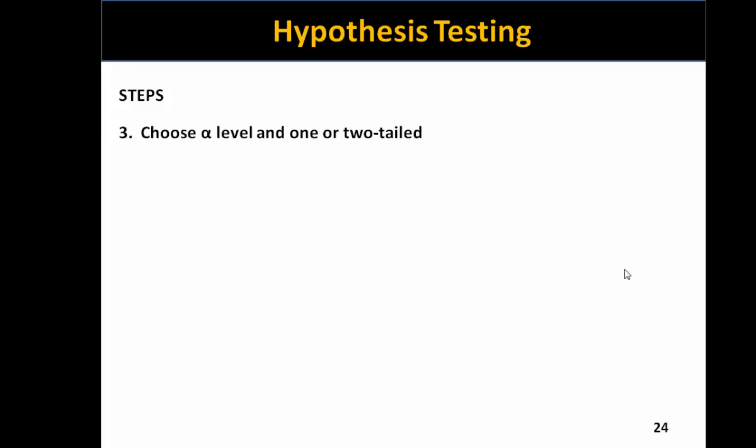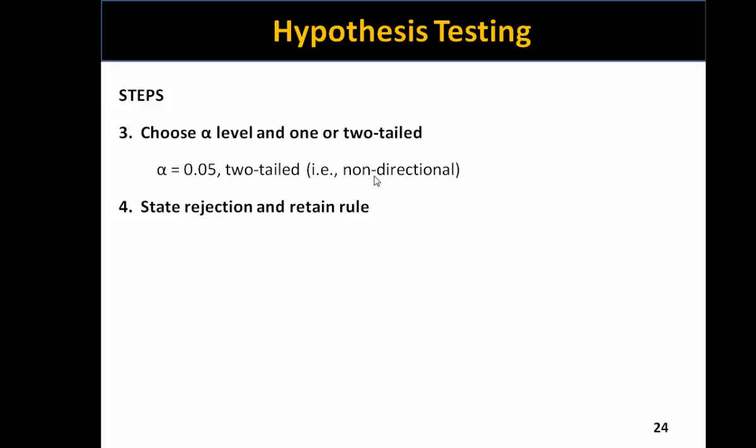Moving on to step 3, we choose our alpha level and the directionality of whether it's one or two-tailed. So we're going to go with the standard 0.05 risk of committing a type 1 error. And we're going with the two-tailed non-directional approach, once again because in the stated question, the direction was not implied. The statement of examining a difference indicates that it is non-directional. We then move on to stating the rejection and the retain rule.